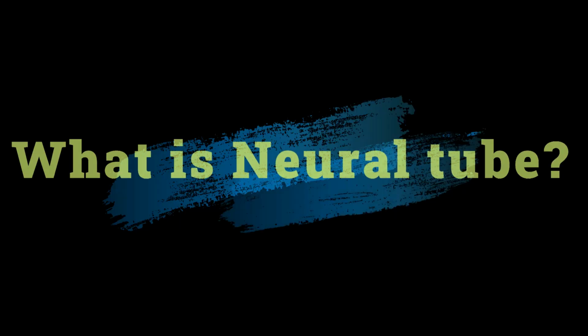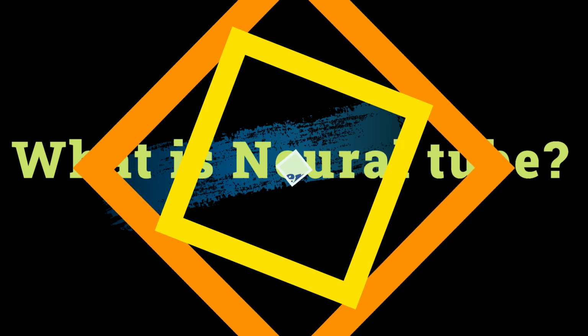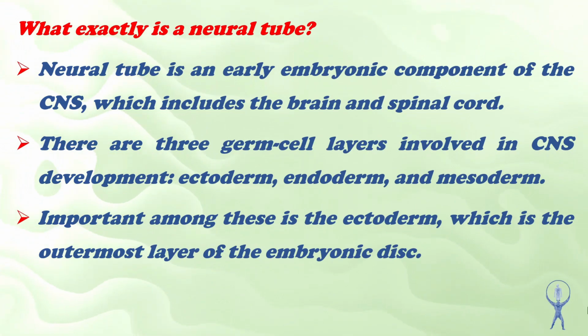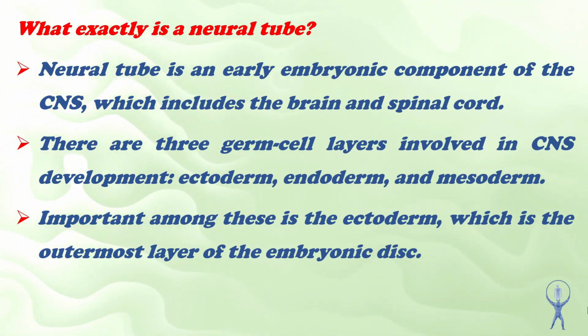Before choosing the best path, one must first educate themselves on the topic. What exactly is a neural tube? How does it come into being? Where does it get its start? And what are the abnormalities that are present at birth? Neural tube is an early embryonic component of the CNS, which includes the brain and spinal cord.